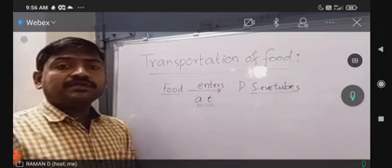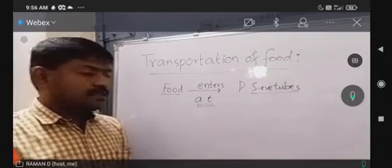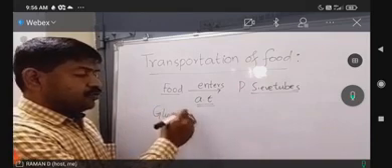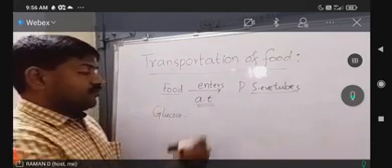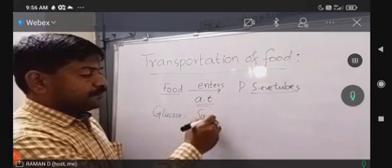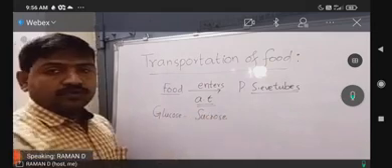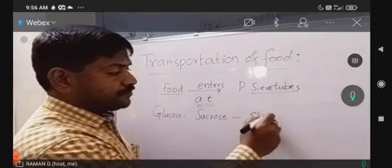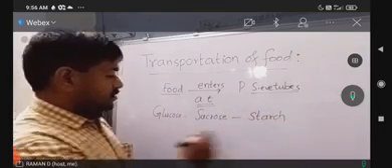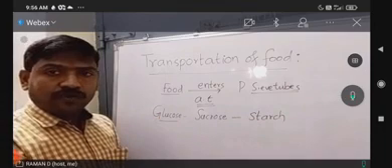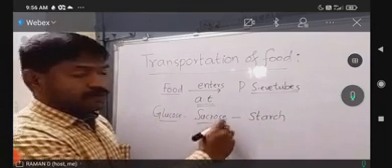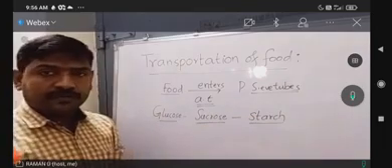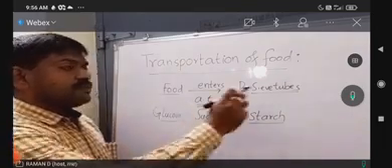Remember, food enters in which form? In plants, food is synthesized in glucose form in the leaves. Food is transported in sucrose form. Food is stored in starch form.